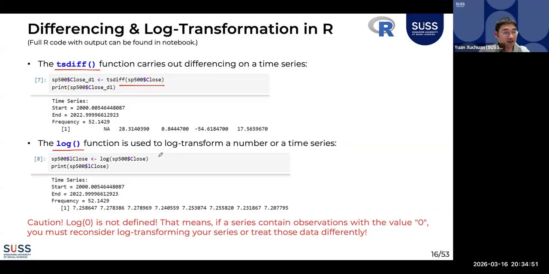All right, so I think it's quite straightforward for this transformation. Use the difference, we use this tsdiff function. Remember in seminar 2, we also used the tslag function, right? So we use the tslag function to get the back shifting or forward shifting series. That's different from here. This tsdiff is where you get the difference series of your original time series.